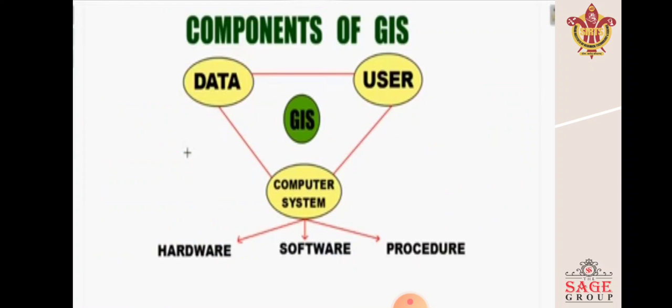Now next, components of GIS. The GIS consists of 5 key components, namely the hardware, software, procedure, data, and users. These 5 components need to be in balance to function any information system satisfactorily.